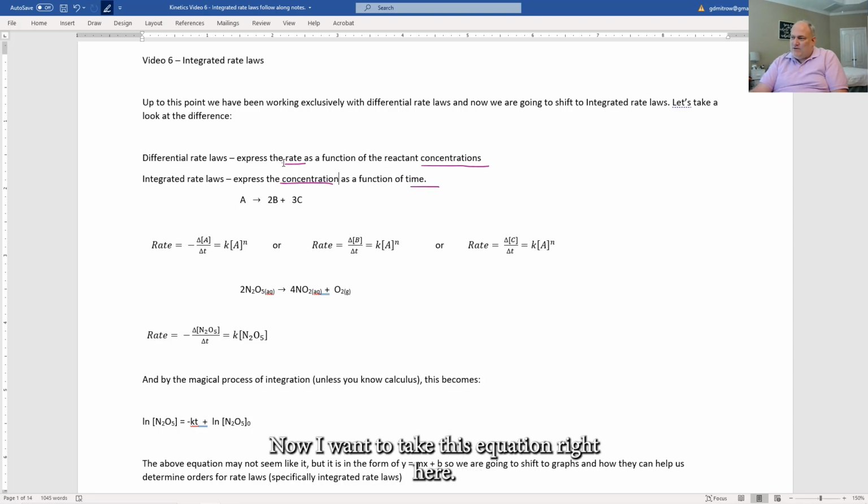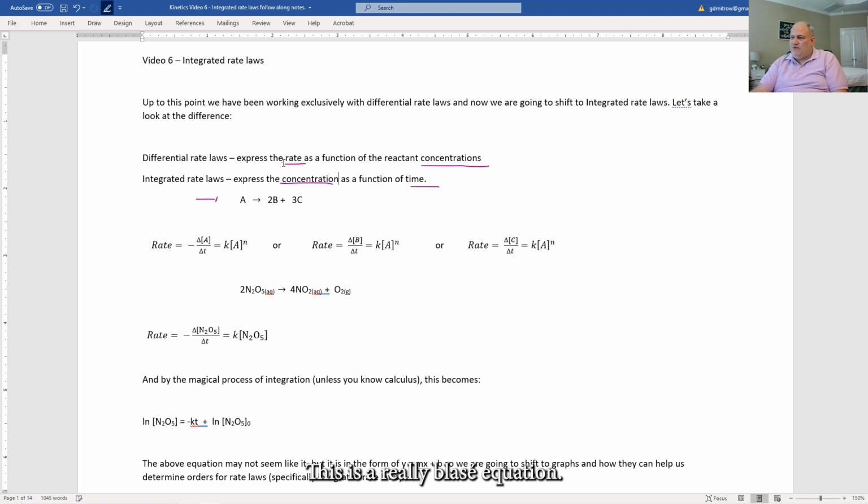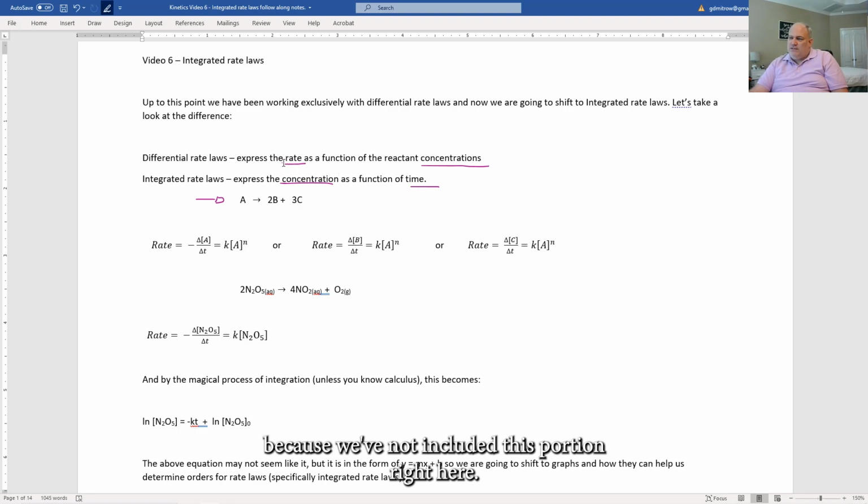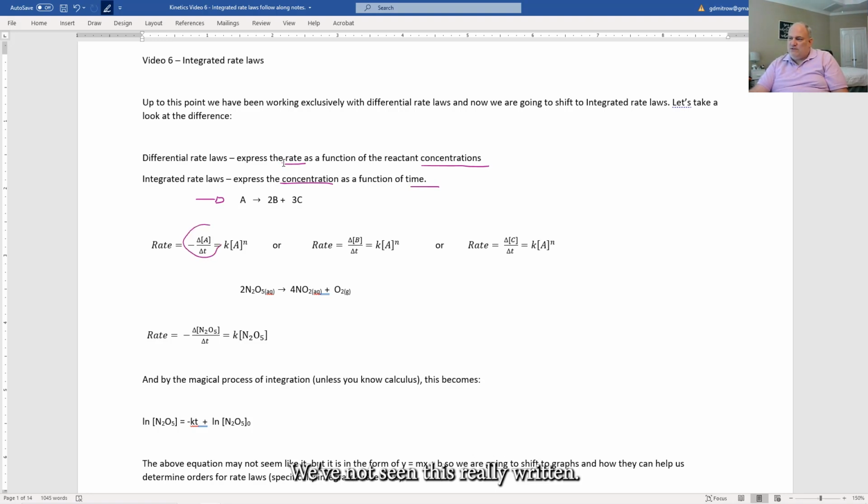Now I want to take this equation right here, and this is a really blasé equation. A is our reactant, goes to 2B plus 3C. And I want to show you something because we've not included this portion right here. We've not seen this really written, and I wanted to comment on it so you aren't frightened. That is another way of saying rate, because rate is always the change in concentration of something over time.